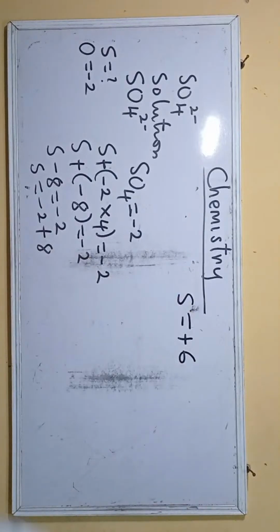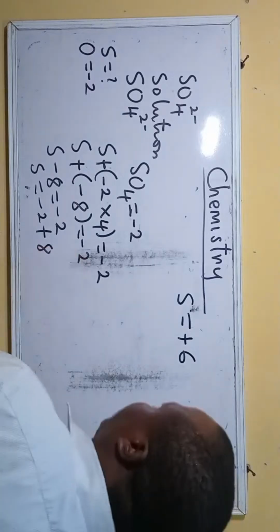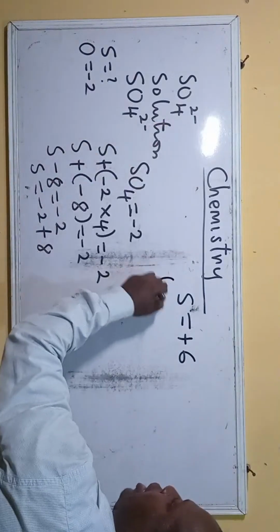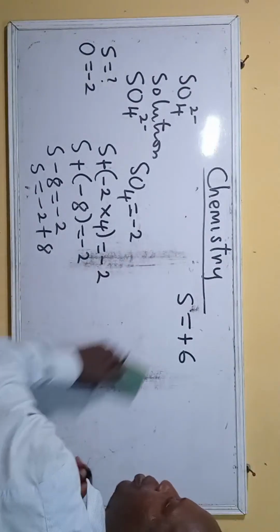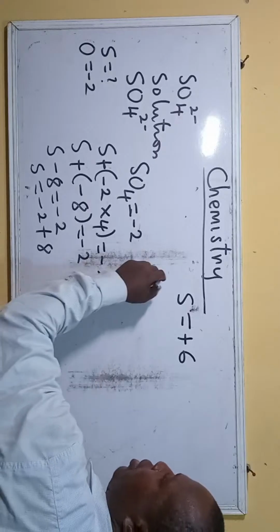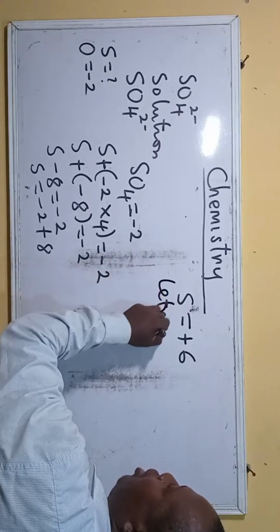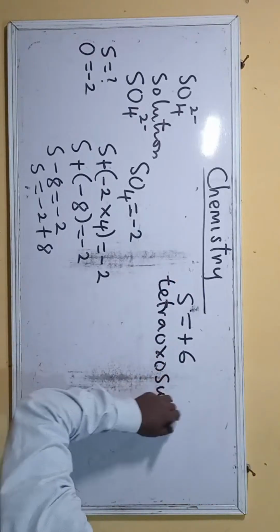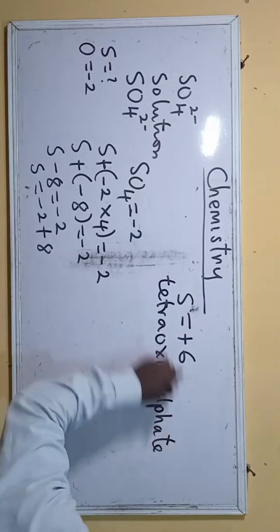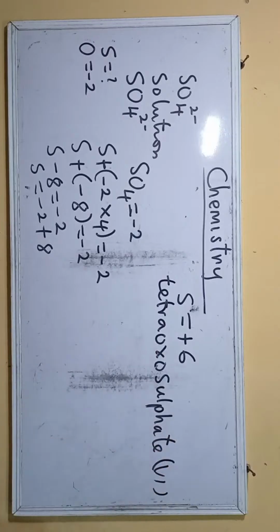So what's the name of this compound? How do you name this particular compound? It will be tetraoxosulfate 6. Tetraoxosulfate 6 is the name of this compound.